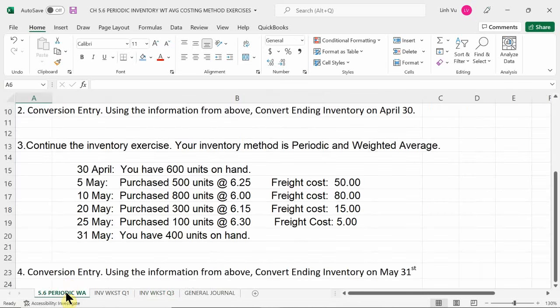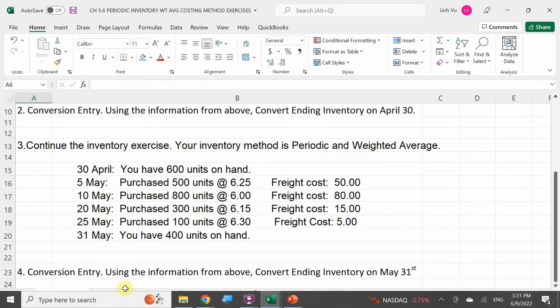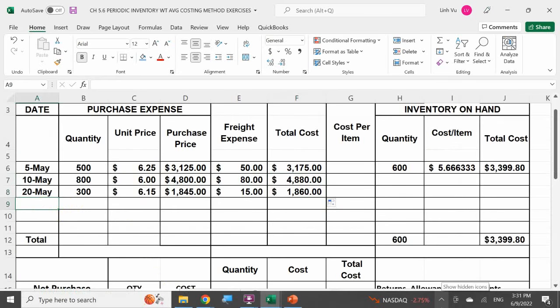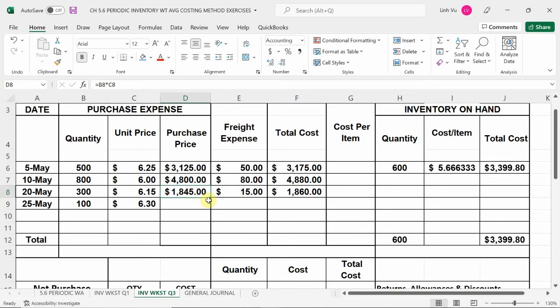And then the last purchase that we did for May was May 25th. We ended up purchasing an additional 100 units at $6.30 with a freight of $5. So May 25th, 100 units at $6.30 will give you 630, plus 5 will give you 635, right?